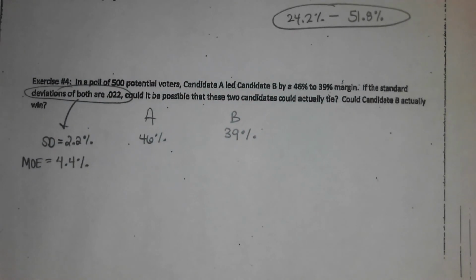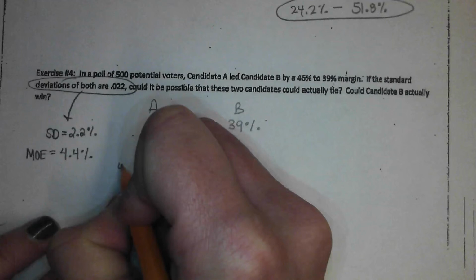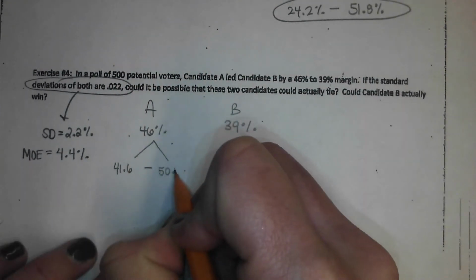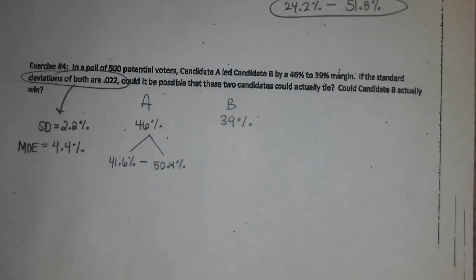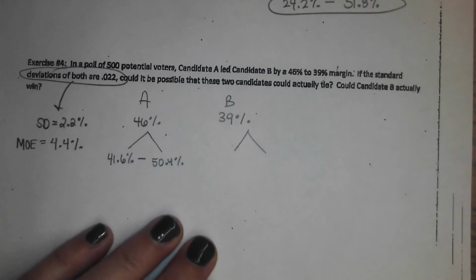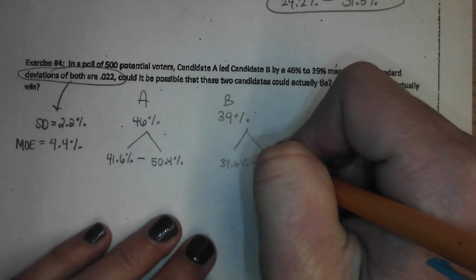That means candidate A, even though doesn't it look like candidate A is in the lead? Yes? I think we all can agree that just on that sheer number and that one result, it looks like candidate A is going to win. But if we throw the margin of error into this, candidate A really could be as low as 41.6 or as high as 50.4%. Whereas candidate B could be as low as 39 minus 4.4, 34.6, and anywhere as high as 43.4%.